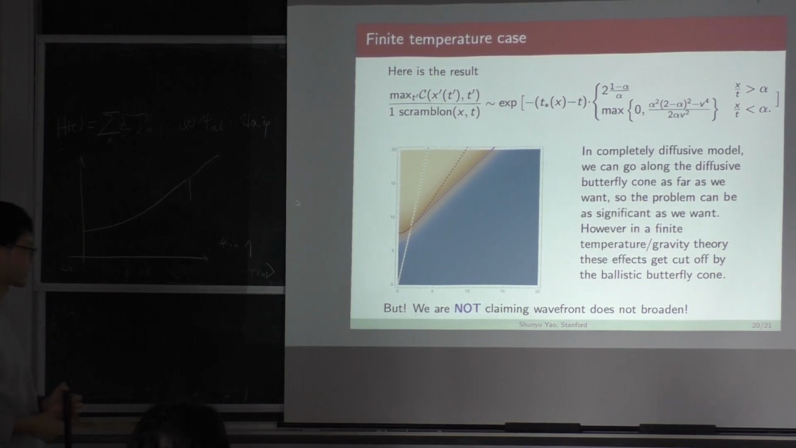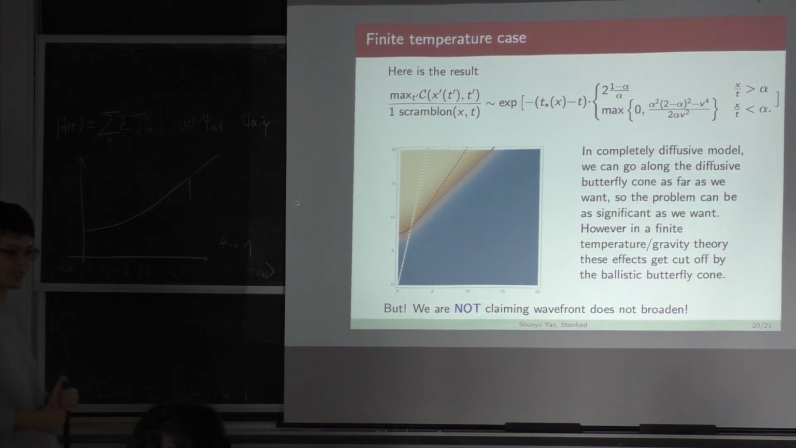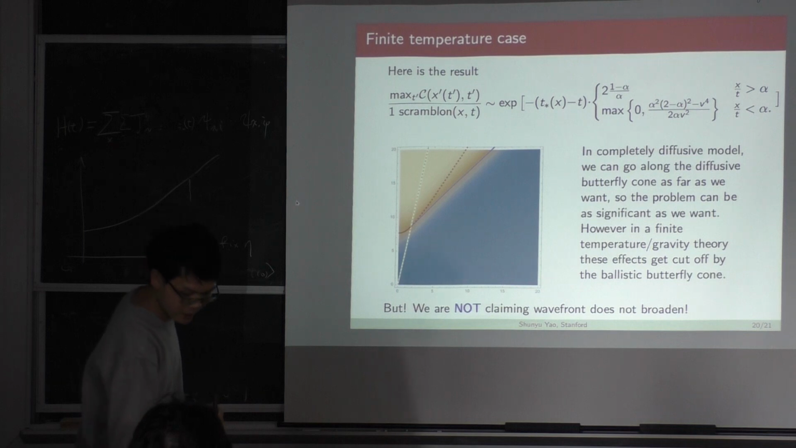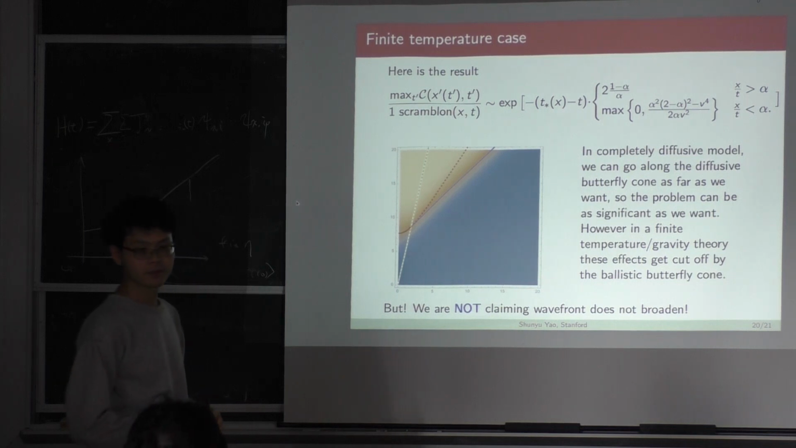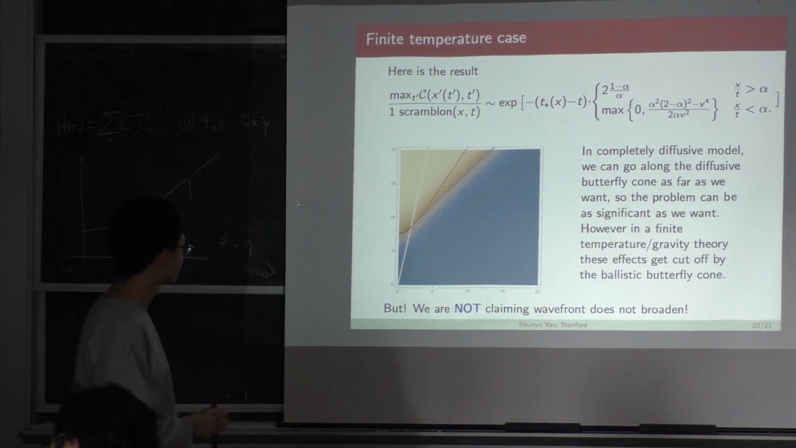However, I want to make a very important disclaimer: we are not claiming the wavefront does not broaden for gravity-like theory, because there might be some other quantum fluctuations. And up to the knowledge I have right now, it's very likely it's still broadened for some other reason. But it's a problem for further investigation. So just make sure that for gravity, you're going to the small alpha. Yes, probably yes.